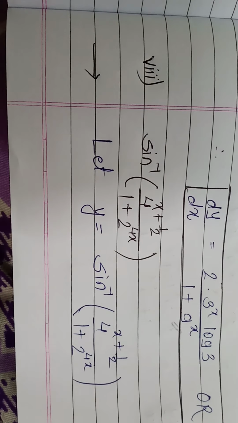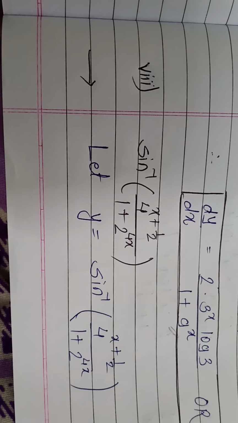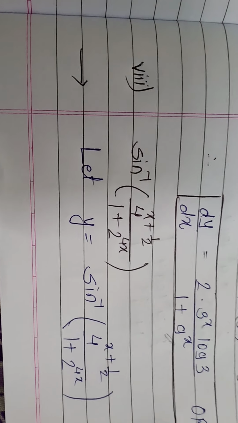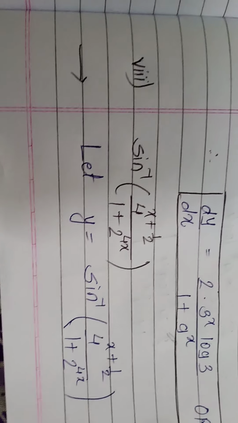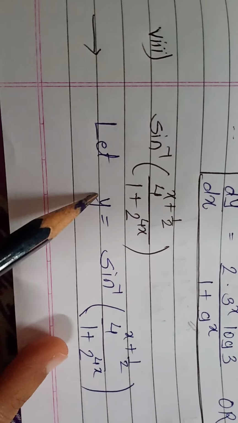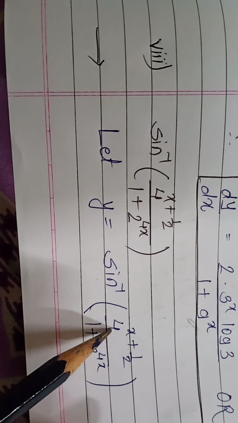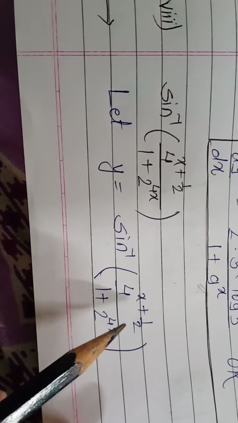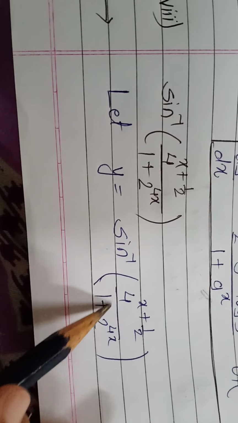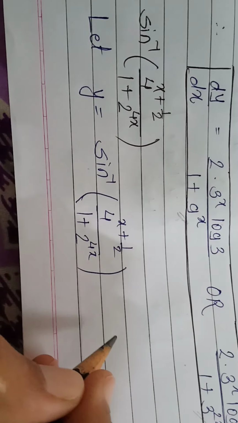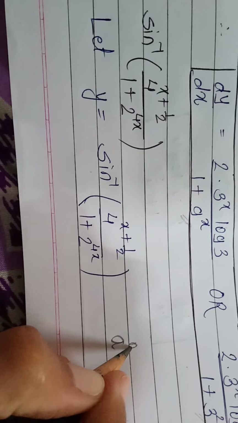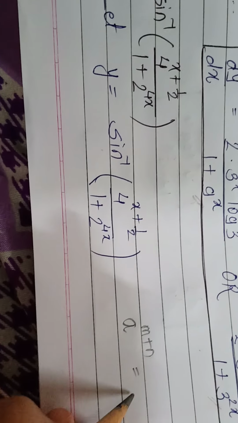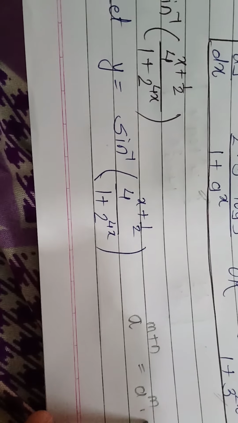Now this is sine inverse of 4 raised to x plus half upon 1 plus 2 raised to 4x. Okay. So first consider it as y is equal to sine inverse of 4 raised to x plus half upon 1 plus 2 raised to 4x. So we know the law of indices, which is when it is like this, a raised to m plus n, we can write it as a raised to m into a raised to n.